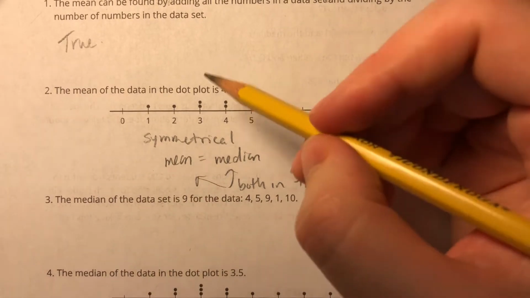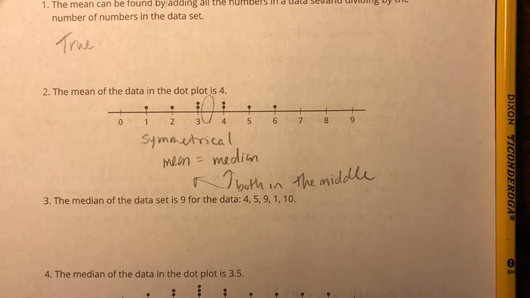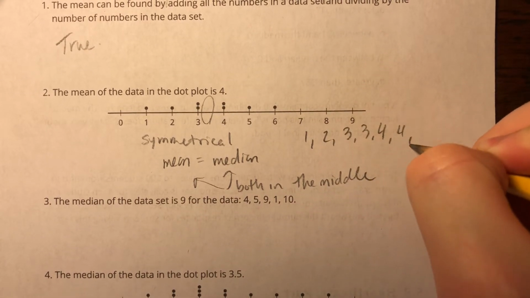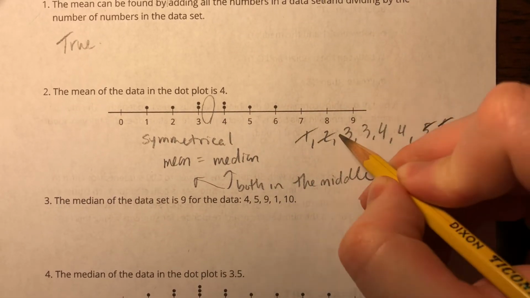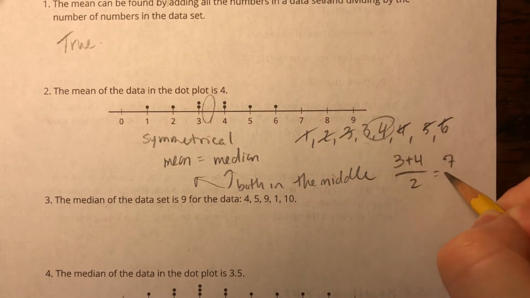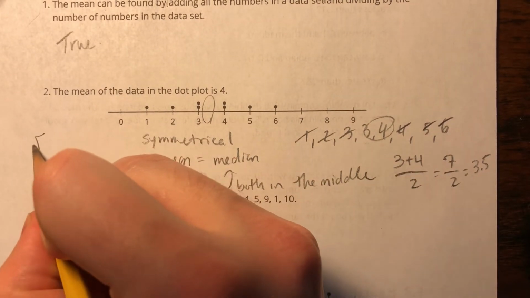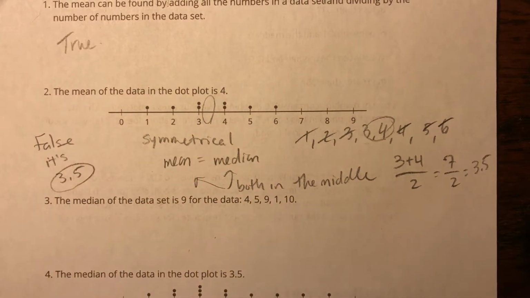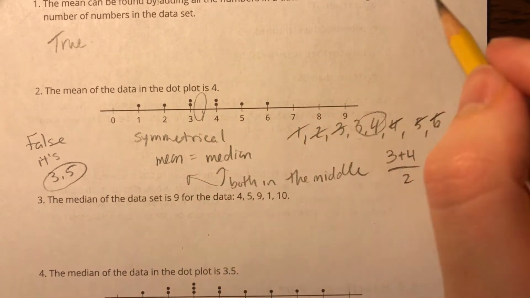So if I'm looking at this graph, my middle right here is 3.5. And I can actually do the work to prove that. But you can see pretty clearly that that's where the middle is. So let's just double check that. And so I get 3 and 4 in the middle. So 3 plus 4 over 2 is equal to 7 over 2, or 3.5. So my assumption was correct. So false. I'm not sure what they did wrong to get 4, but if it's a symmetrical distribution, the mean and the median are going to be right in the middle.